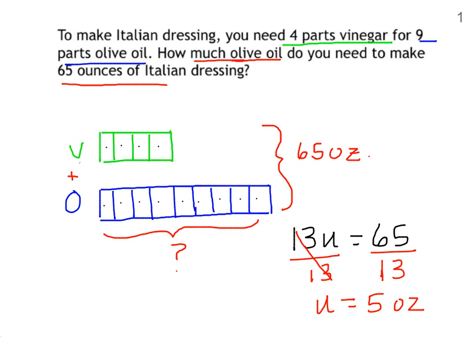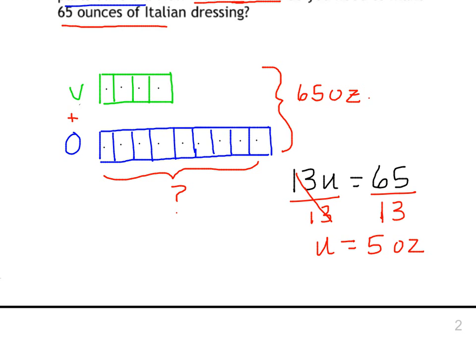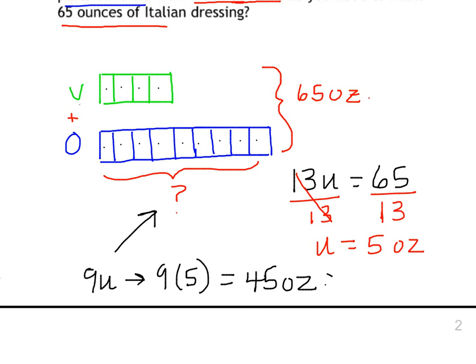Well, going back to make sure that we answer the question, we want to know how much olive oil we're going to use. Well, if we're going to have 9 parts olive oil, that's really 9u. That's what we want to actually figure out. So we're going to take 9 times 5, every unit represents 5 ounces. 9 times 5 is 45, so the amount of olive oil we need is 45 ounces, and there you go.